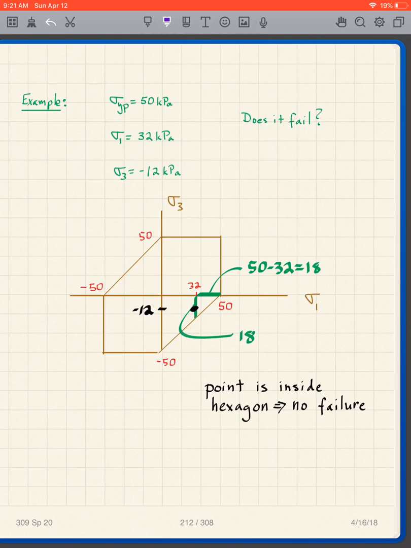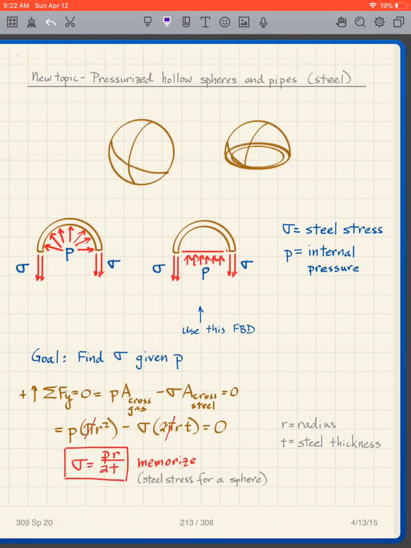How do I know I'm still in the hexagon? Because when I come over here to 32, that means this leg of this little right triangle here is 50 minus 32, which is 18. And since I'm only going down 12, I'm finding that I'm still within the hexagon. So no failure. Point is inside the hexagon, no failure. Okay, I'm going to stop there.